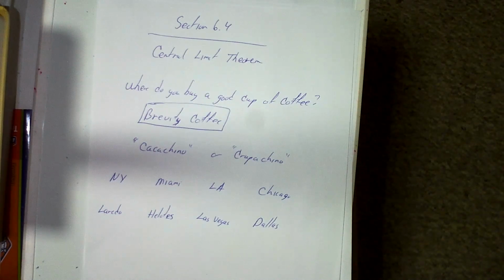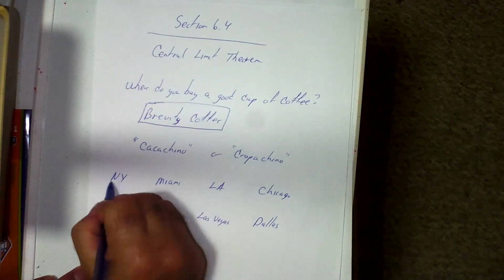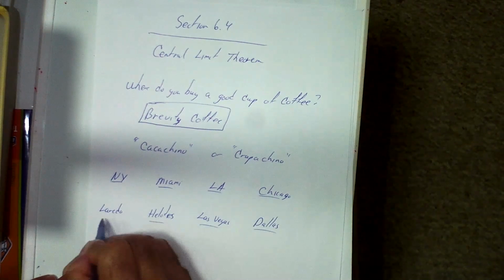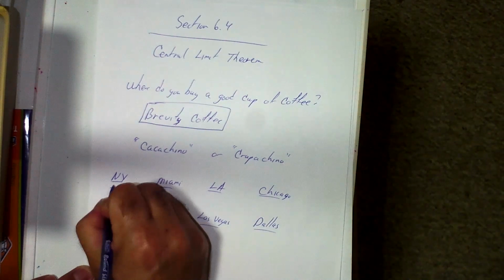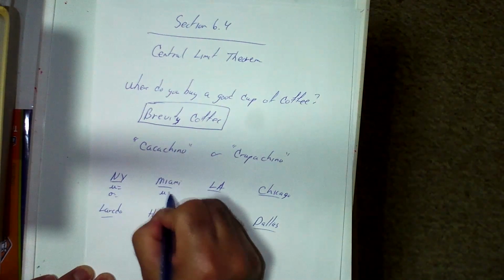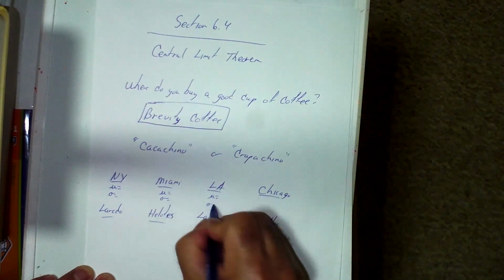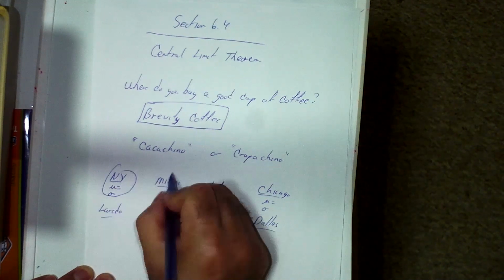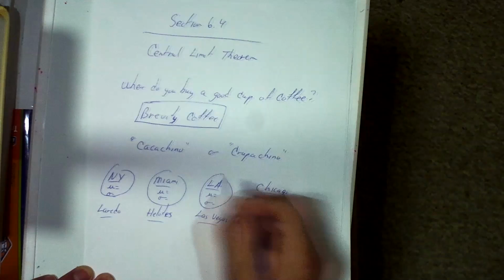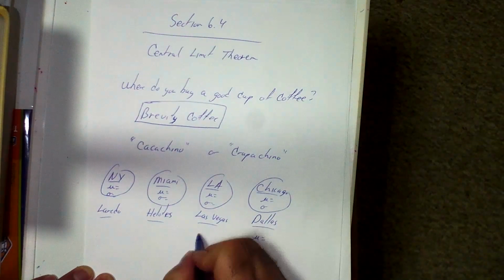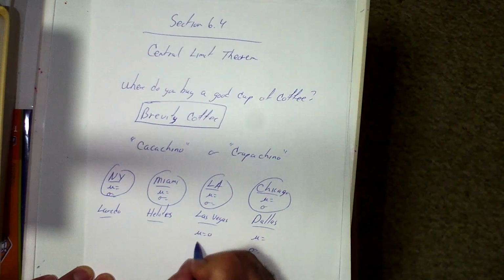So for each city that you're going to test, you have to find the mean and standard deviation for each of them. For each of those cities, you got to find the mean and standard deviation to see if that product is a go or not.